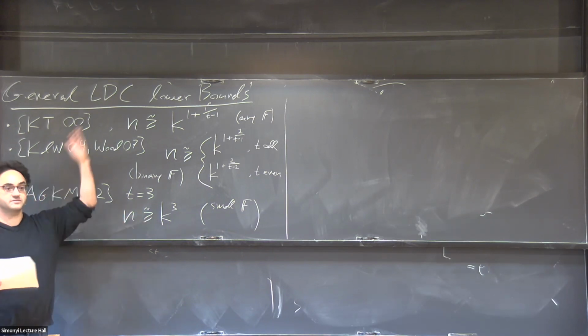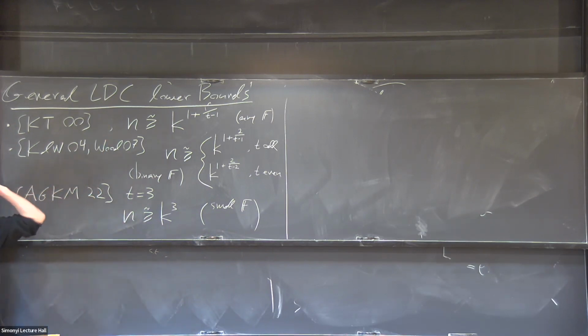This is still really far from the upper bound. The upper bound is like 2 to the k to the little o of 1. But yeah, it still took a lot of work. And so I don't have a lot of time.